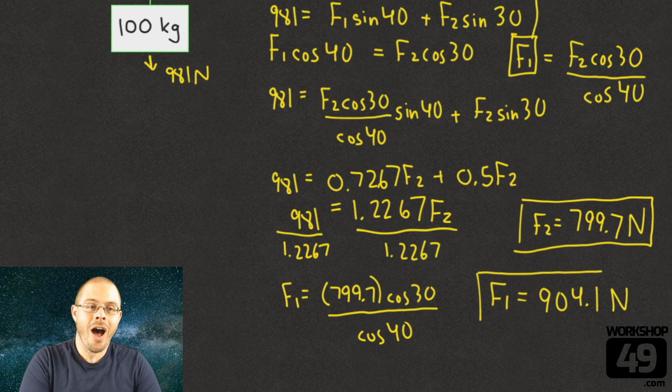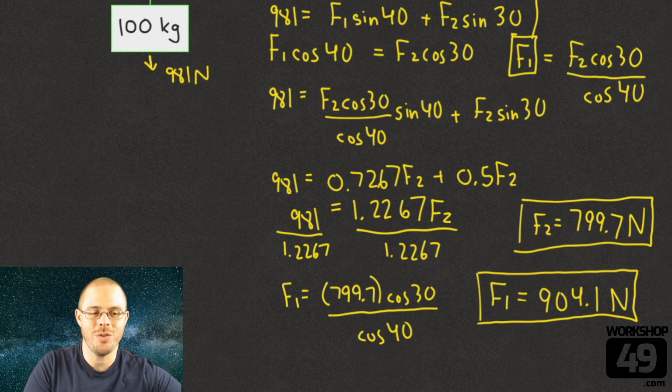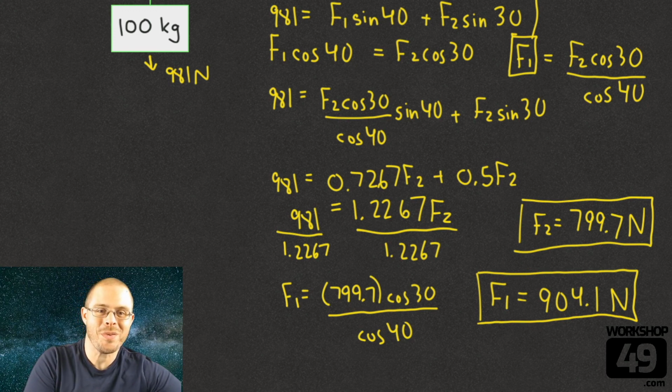It's a different trick. We weren't given either one of the tensions to start. We were just given two angles, but using substitution, we were able to solve the two tensions. And this is just another type of static equilibrium problem. I hope this was helpful for you.